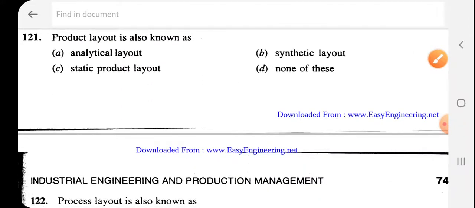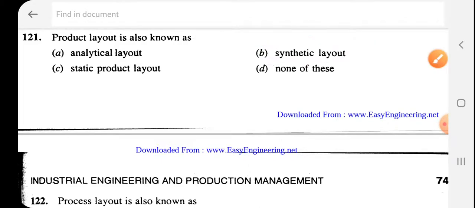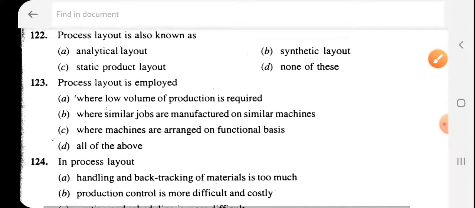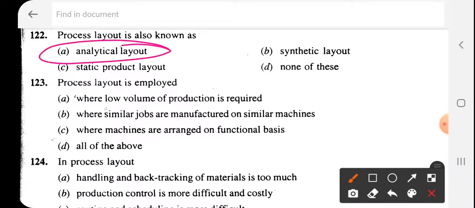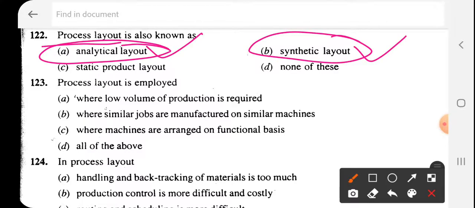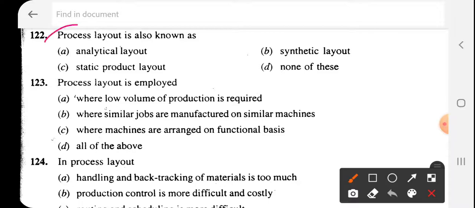Product layout is also known as synthetic layout. Process layout is also known as analytical layout. So that is A, important. This is the product layout, and this is the process layout. So remember like that: in process layout, we will do analysis.